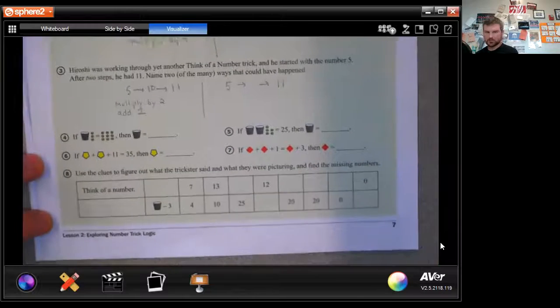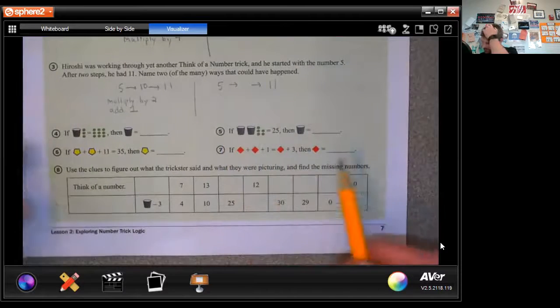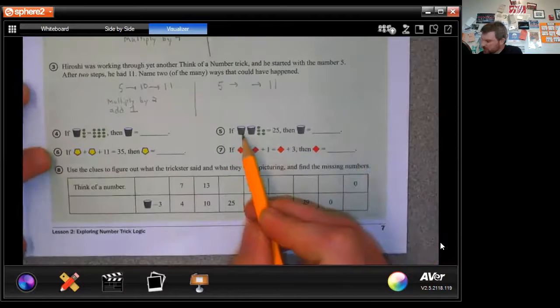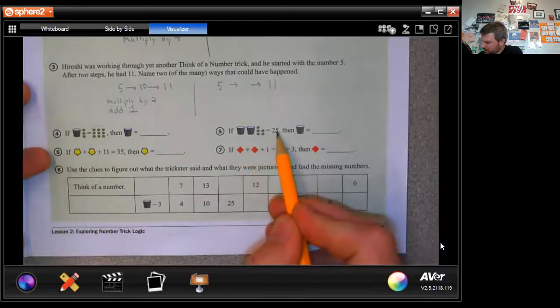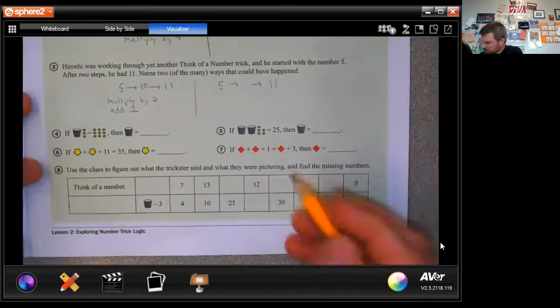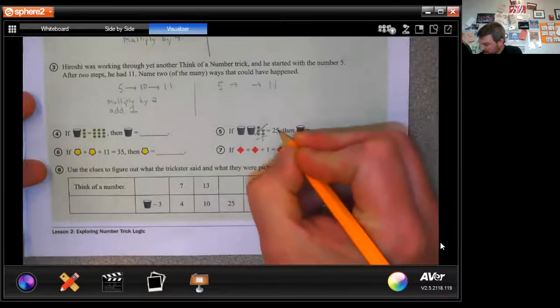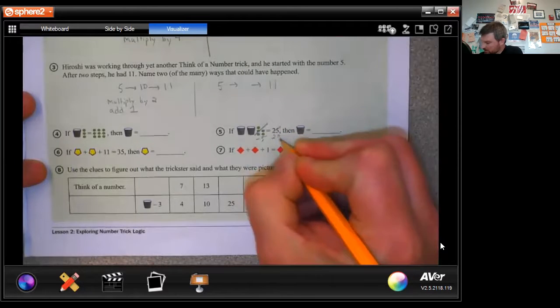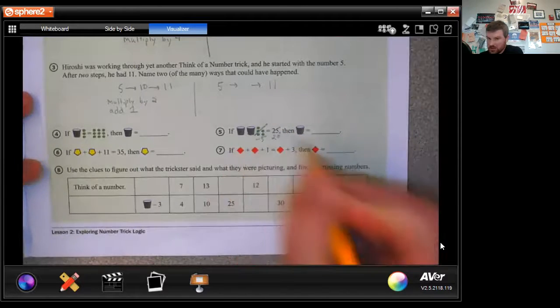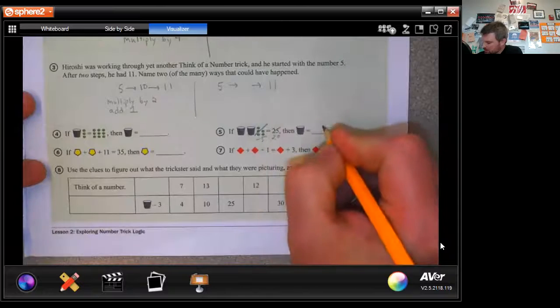All right, let's do these odd ones over here. If 2 buckets and 5 marbles equals 25, what's 1 bucket? We should know this one. We take away the 5 marbles from both sides, you get 20 over here. So if 2 buckets is 20, then 1 bucket will give you 10.